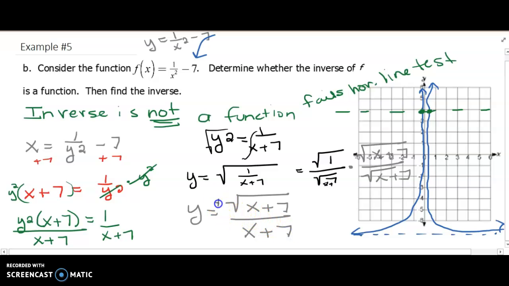Okay, and this is plus or minus, right? When I take the square root, it's plus or minus. Okay, so this would be my final answer. And this is just an equation, not a graph, so I don't have to write that x cannot equal negative 7.